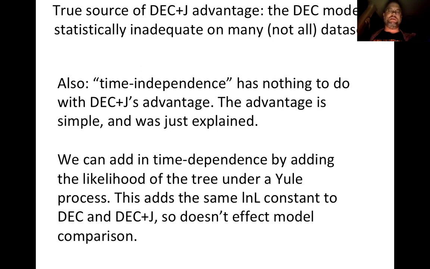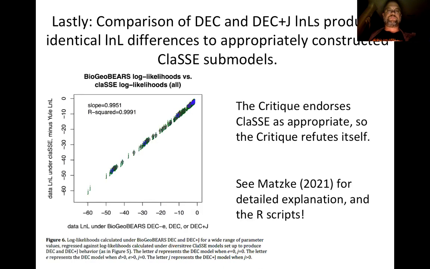Now your cladogenesis processes are all time dependent. That doesn't change the relative comparison. You add the same constant to both a DEC model and a DEC+J model, so it doesn't affect the model comparison. So this time independence point is actually irrelevant for the DEC+J advantage. All right, and I can show that in another way.